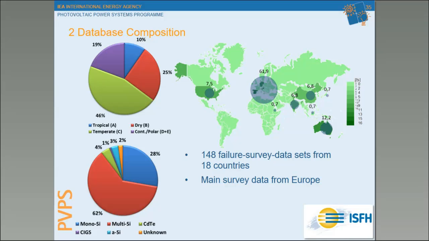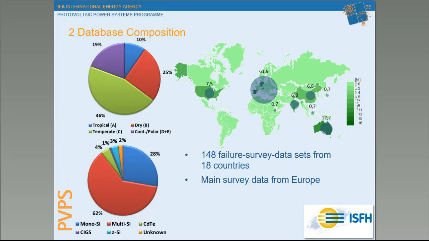The data we have collected so far from different regions in the world is centered in Europe with some 62%, but we also have data from the US, from Canada, from Asia, and also from Australia. A total of 148 data sets in 18 countries have been provided, and as you can see, the dry and hot climate is represented by 25%, and the temperate climate is represented by 46%. And the tropical, which is dry and humid, is represented by 10%.